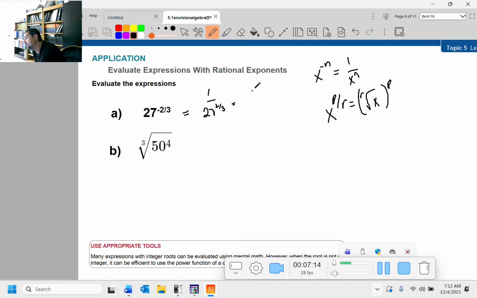So what I'm going to do is take the cubic root of 27 and then raise it to the second power. Now everybody and their mama knows the cubic root of 27 is 3. So now I've got the 2 left over because I still have to square that. 1/9. 1/9. All right, B is the cubic root of 50 to the fourth power.